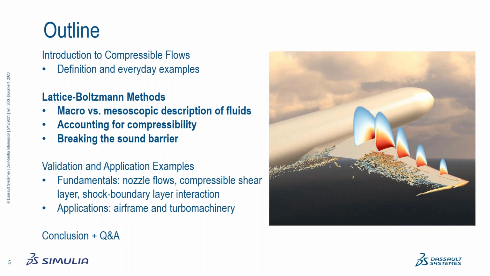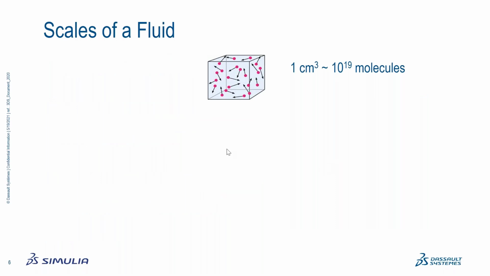Now let's talk a little bit about lattice Boltzmann methods. As an introduction, let's look at the scales of a fluid. I'm showing here a cubic volume where the red dots inside the volume indicate molecules. And as an example, for 1 cubic centimeter of air, we would look at a total number of 10 to the power of 19 molecules.